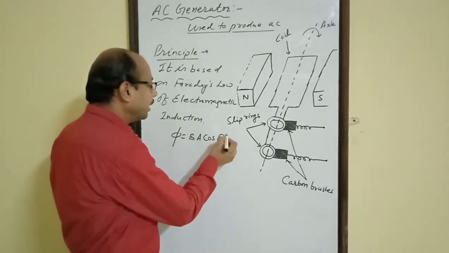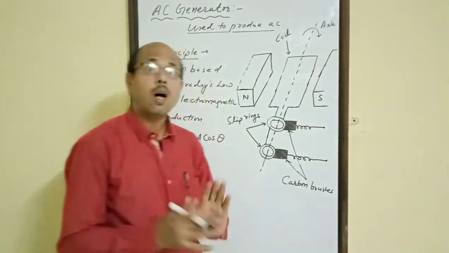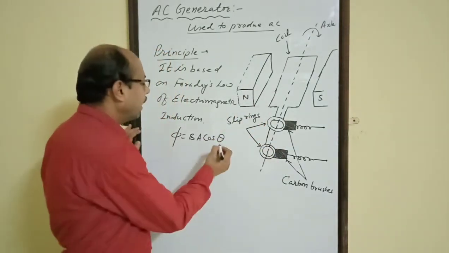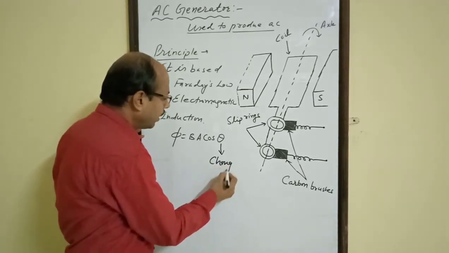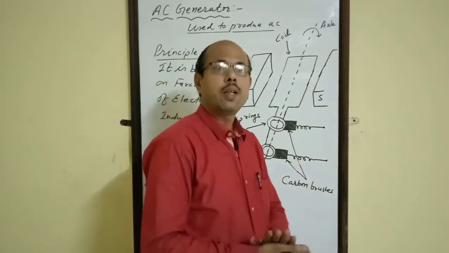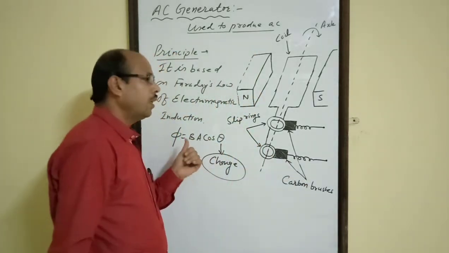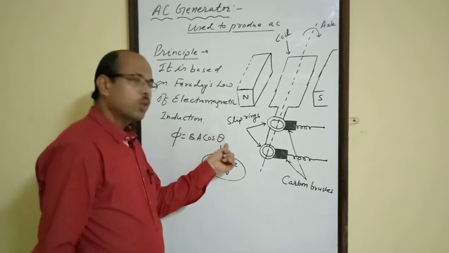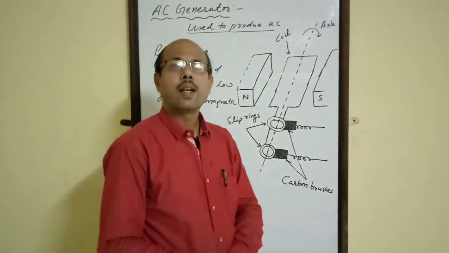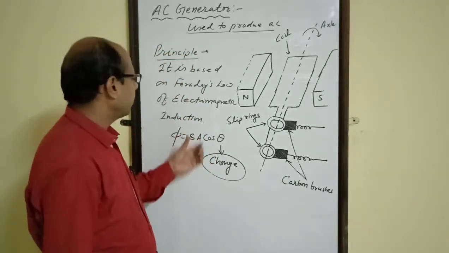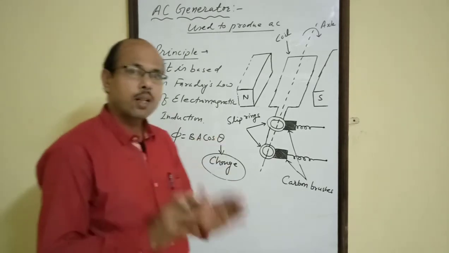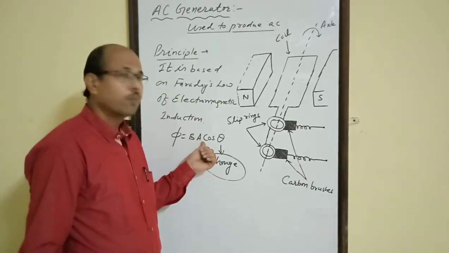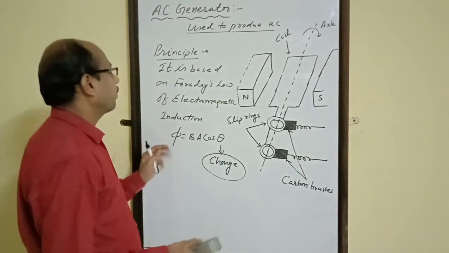Now here we are changing theta. In an AC generator, what is the basic concept? How is flux changing? That is a very important point. In an AC generator, we are changing theta, or we can say the orientation between B and A is changing. Orientation changes, theta changes, the value of cos theta changes, phi changes, and therefore there is induced EMF in the coil. So that is the basic principle of AC generator: we are changing the orientation between the magnetic field and the area vector of the coil.